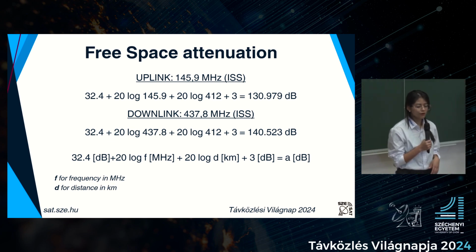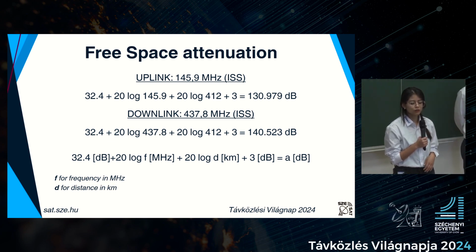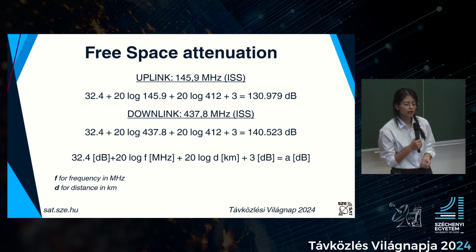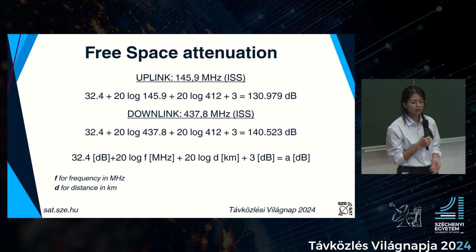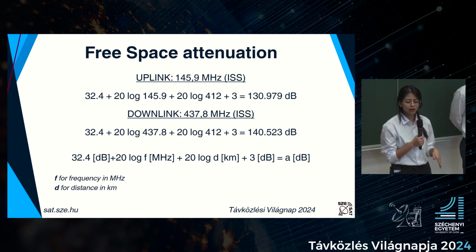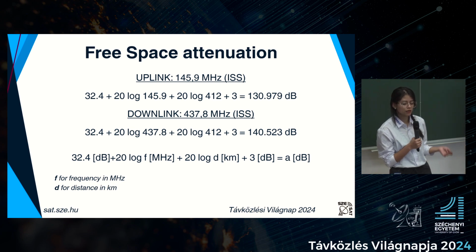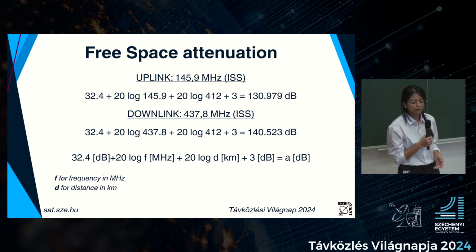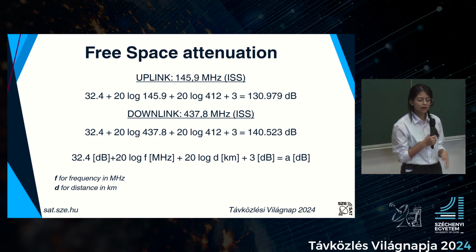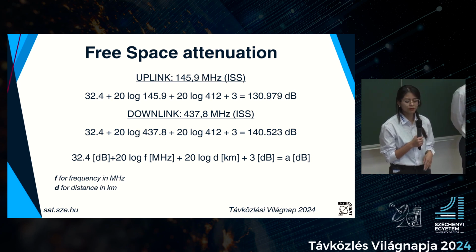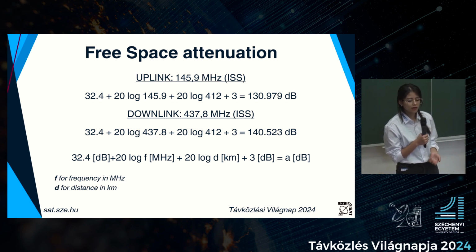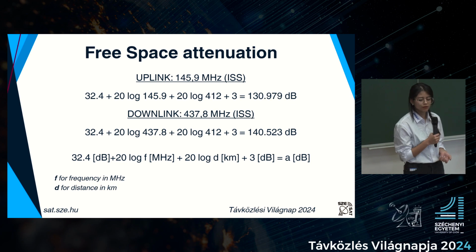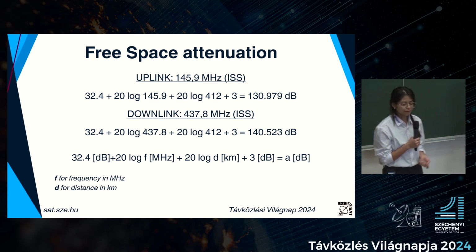We use the formula from E2, that is 32.4 plus 20 log of the frequency for uplink, plus 20 log of the distance in kilometers, plus 3. This 3 accounts for, for example, atmospheric attenuation, polarization attenuation, or humidity. And we calculate for uplink 130.97 dB, and for downlink 140.52 dB.